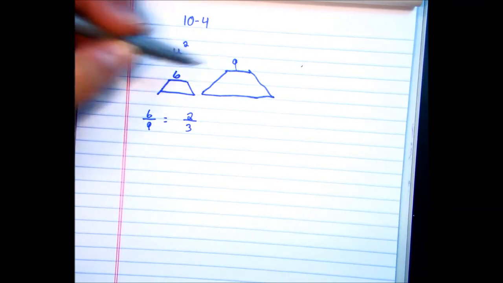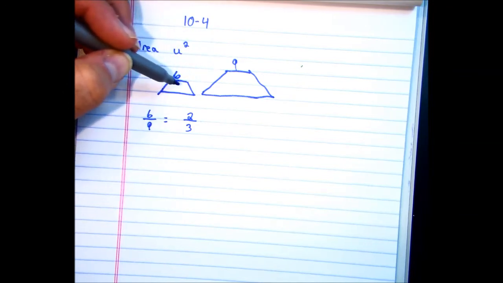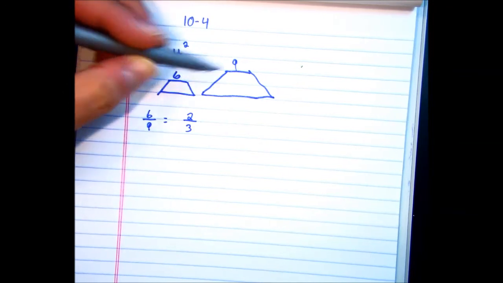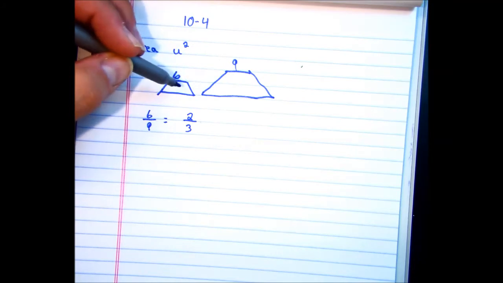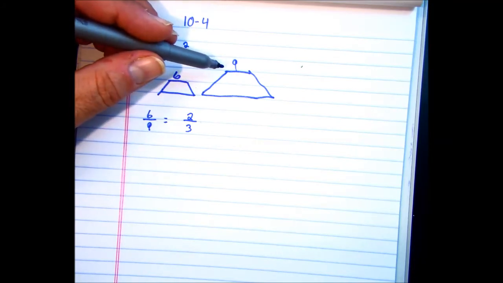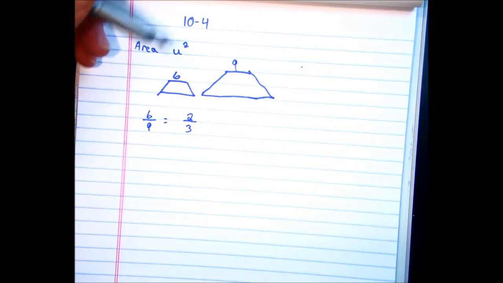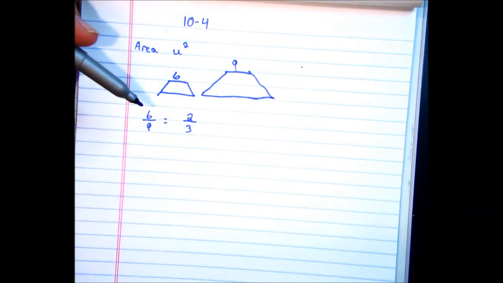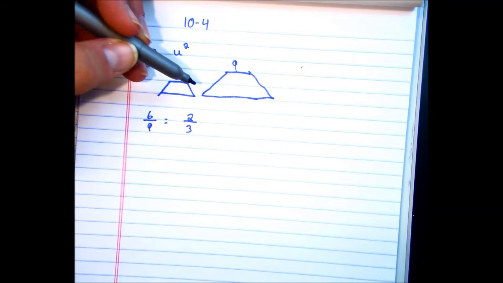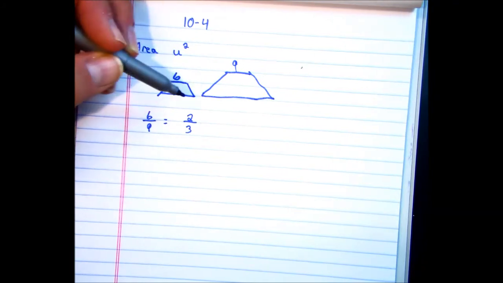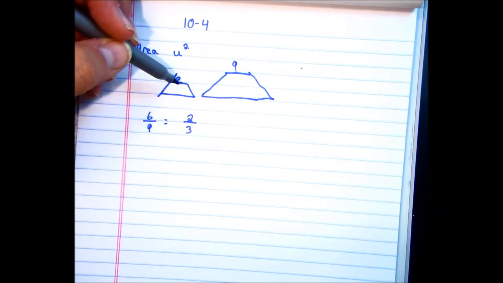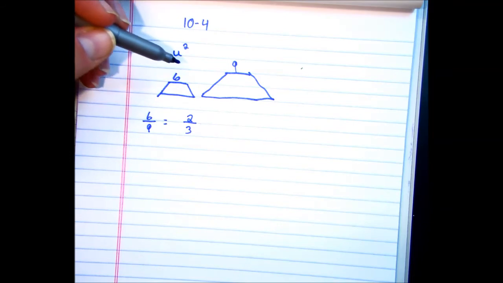The numbers are going to be the same. It's just scale factor tells me, am I getting bigger or smaller? If I'm getting bigger, then the bigger number would go on top and the smaller number goes on the bottom. All right, so that's the difference between scale factor and similarity ratio. Notice they're the same numbers, just one's flipped.